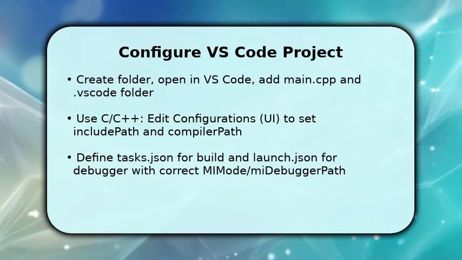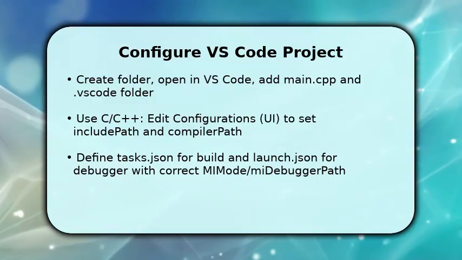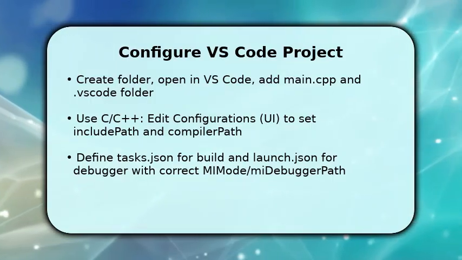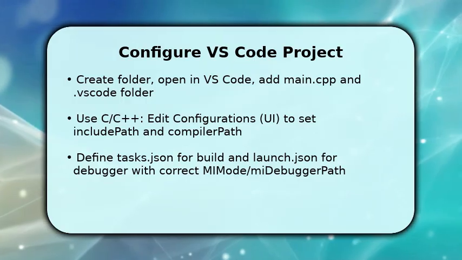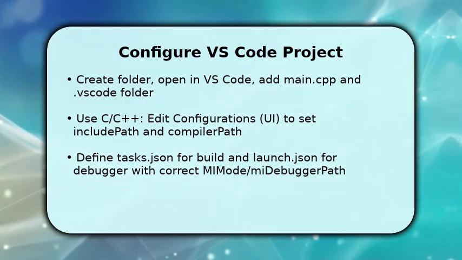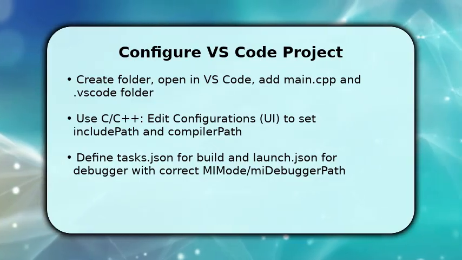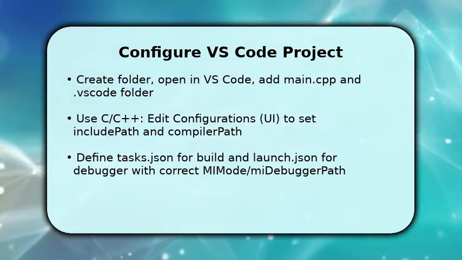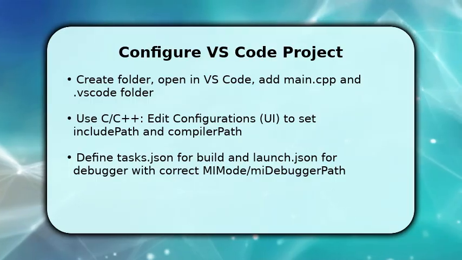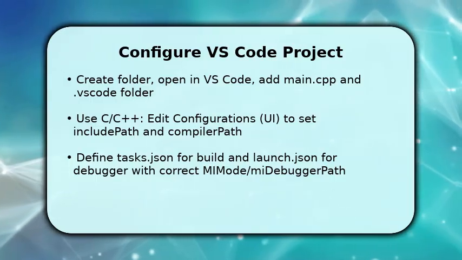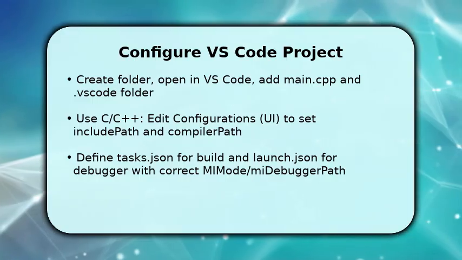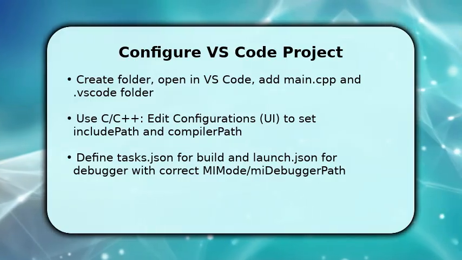You now set up the project configuration so building and debugging work smoothly. Open your project folder, add main.cpp, then use the C/C++ extension to edit configurations and set the include path and compiler path to match your compiler. Create a tasks.json that invokes g++ or cl.exe with desired flags; this automates builds.